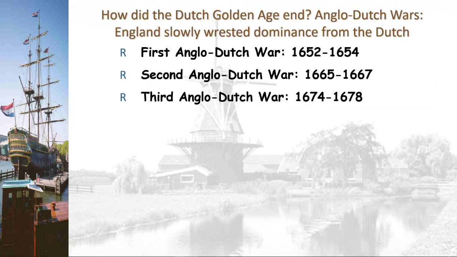So how did the Dutch Golden Age end? It ended with the Anglo-Dutch Wars. England slowly wrested dominance from the Dutch. The first Anglo-Dutch War was from 1652 to 1654. The second one was from 1665 to 1667. And the third Anglo-Dutch War was 1674 to 1678.